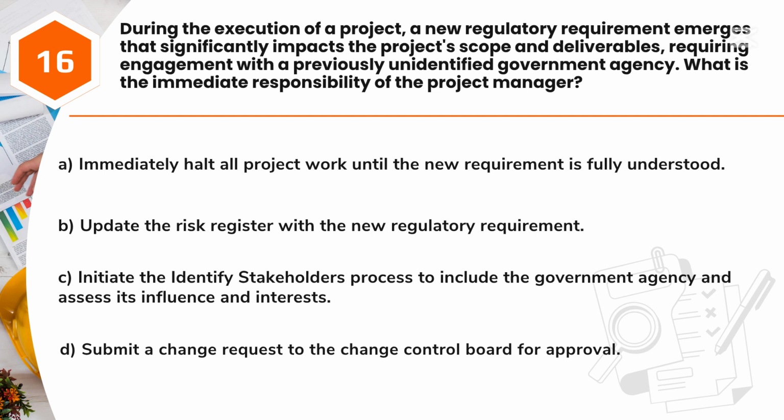Question 16. During the execution of a project, a new regulatory requirement emerges that significantly impacts the project's scope and deliverables, requiring engagement with a previously unidentified government agency. What is the immediate responsibility of the project manager? A. Immediately halt all project work until the new requirement is fully understood. B. Update the risk register with the new regulatory requirement. C. Initiate the Identify Stakeholders process to include the government agency and assess its influence and interests. D. Submit a change request to the Change Control Board for approval.